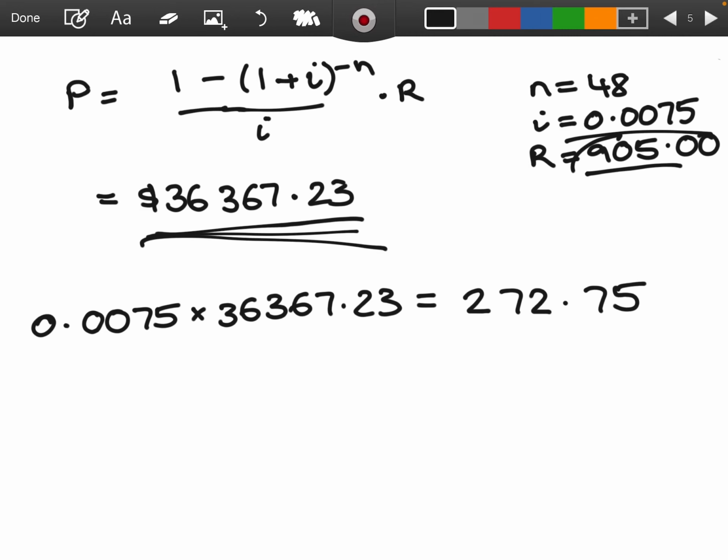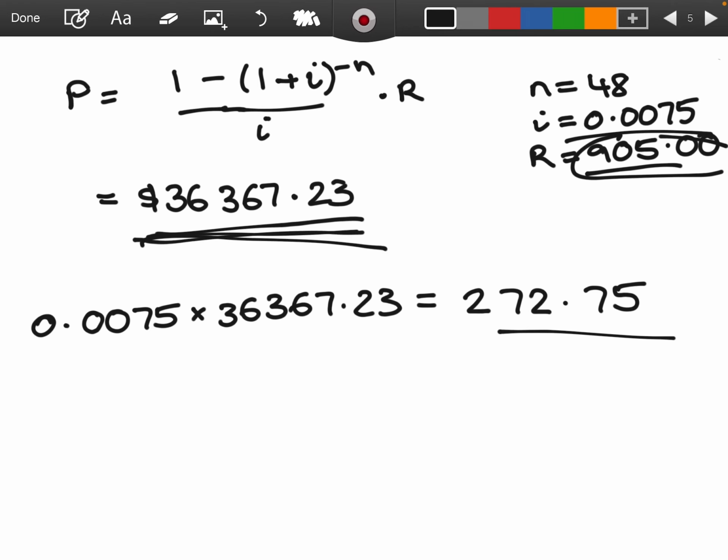So out of your $905 that you pay in January, $272.75 of it goes towards interest. The rest of it will go towards your principal balance, the rest of it will go towards this $36,000 that you have left to pay off the loan. But $272.75 of that is just interest.